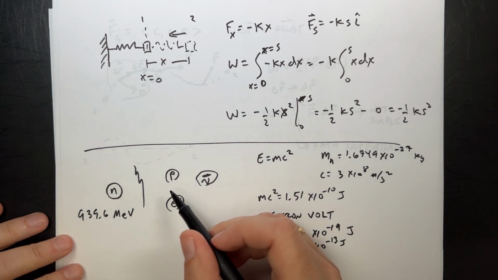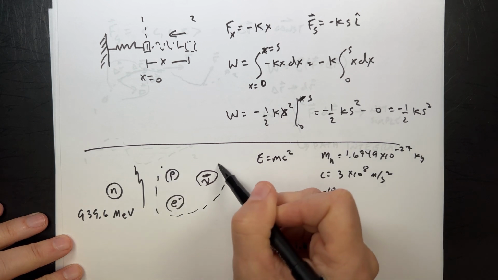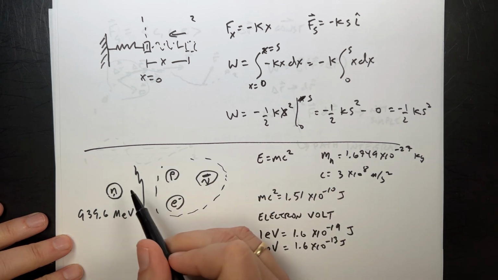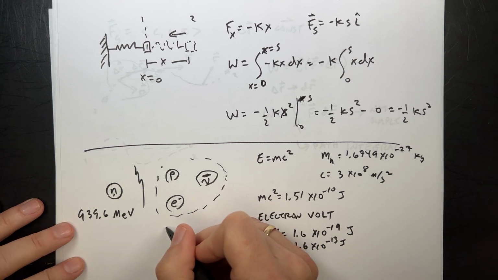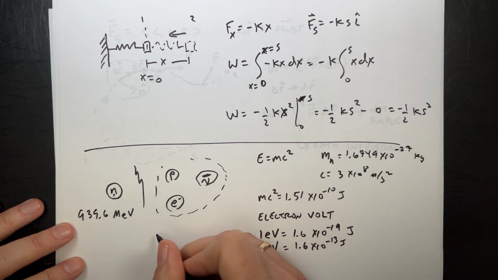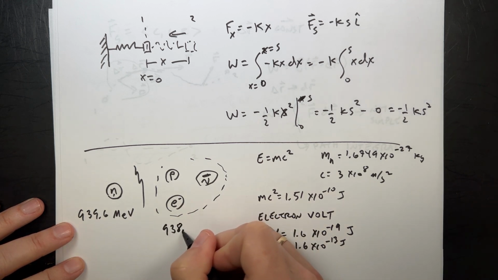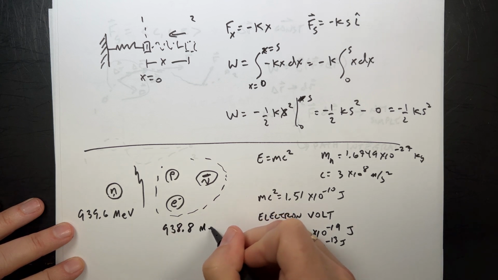Now, here's the cool part. If I then find the rest mass energy of this stuff, so this decays into this, and I get the mass of that times c squared, the mass of that times c squared, the mass of that, I get 938.8 MeV.